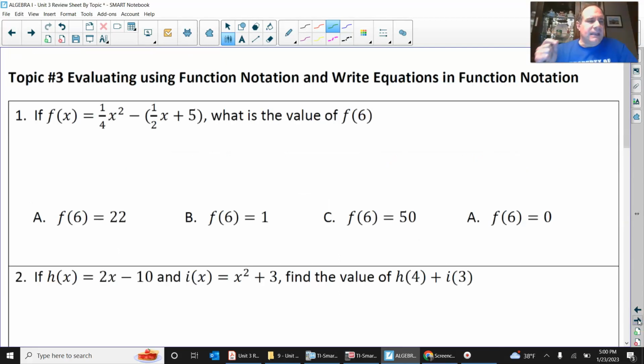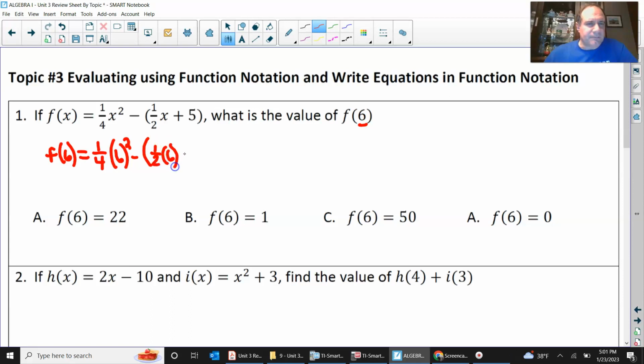Topic 3. If f of x equals 1/4 x squared minus 1/2 x plus 5, what is the value of f of 6? By the way, if you needed to show work, this is all you would have to do. You would put in 1/4 times 6 squared minus 1/2 times 6 plus 5. Basically you're just substituting whatever's inside the parentheses in for x.